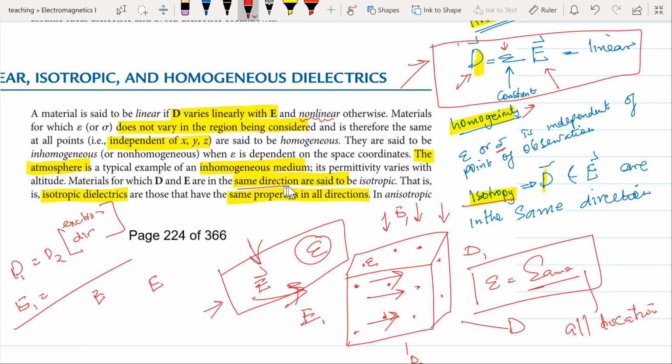That is the point. So at one point we are varying the direction, at the other point we are varying the space coordinates of observation. That is for homogeneity, and for linearity we are varying electric field strength. That is the major difference. Therefore, a material that does not show that characteristic, that D1 will be equal to D2, because it has different directional properties of epsilon, is said to be anisotropic.